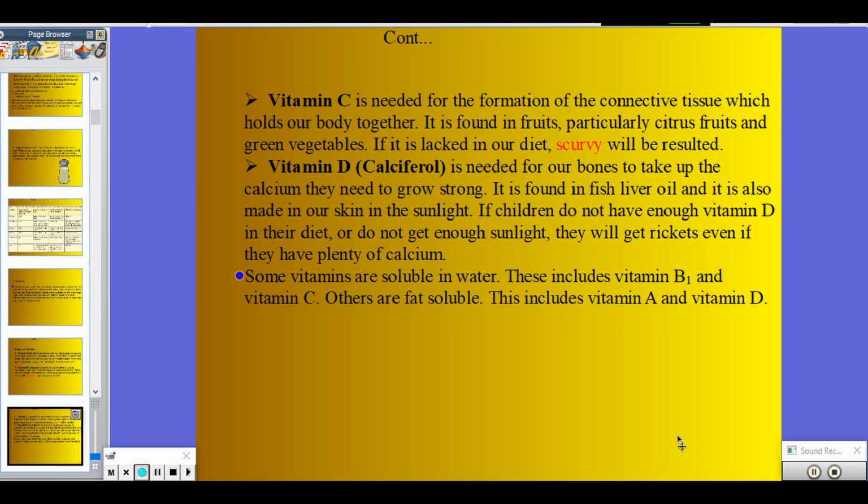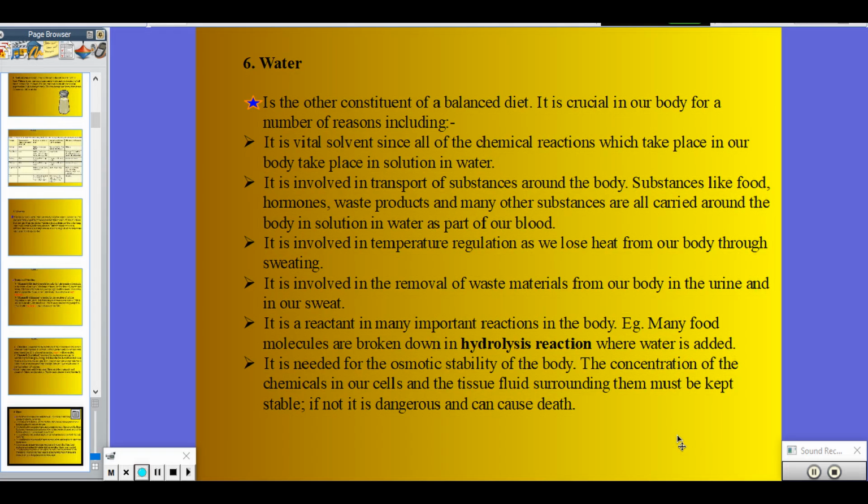If children do not have enough vitamin D in their diet or do not get enough sunlight, they will get rickets even if they have plenty of calcium. So some vitamins are soluble in water. This includes vitamin B1 and C. Others are fat soluble. This includes vitamin A and vitamin D, including E. And the next nutrient is water.